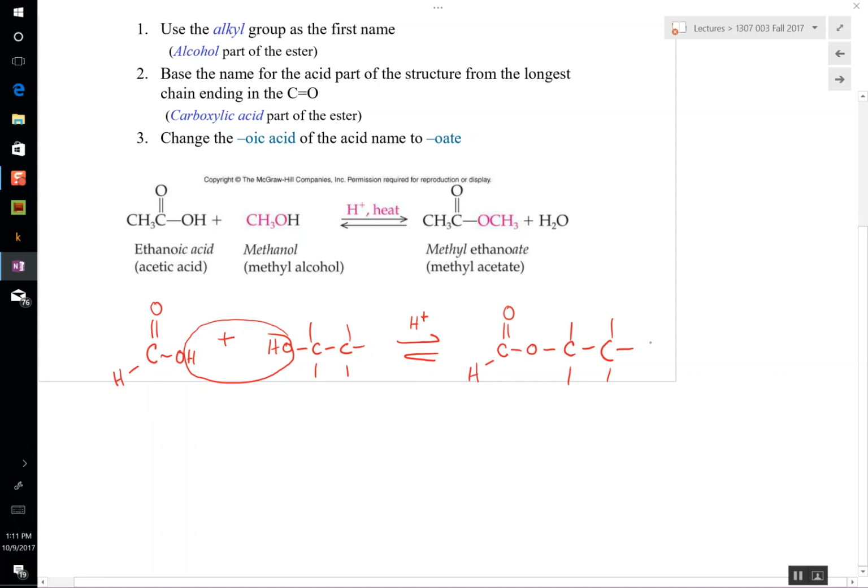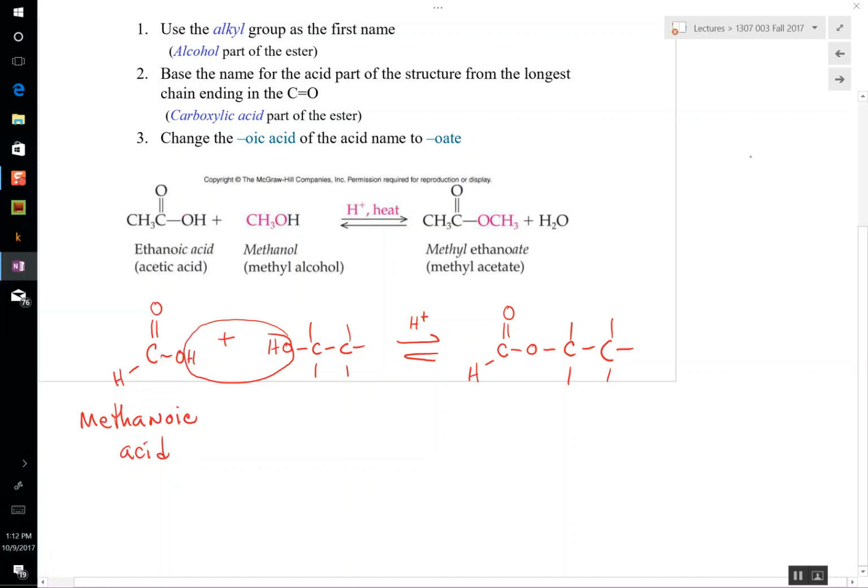Now the shoe's on the other foot. Just the opposite. We've got 1 carbon here. We've got 2 carbons here. So what do we call that? Ethyl methanoate. Yes. And maybe the best way is to say what's it coming from? Methanoic acid and ethyl.